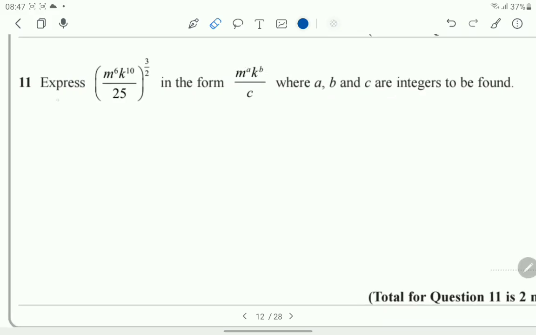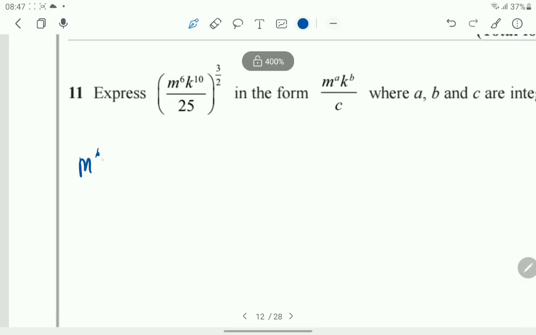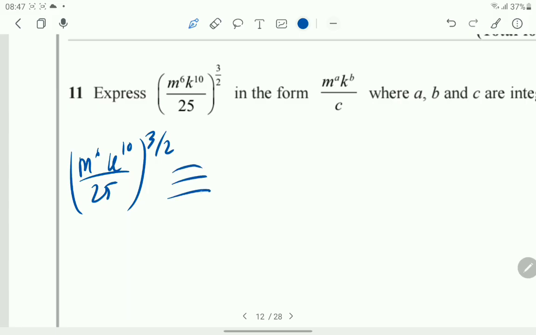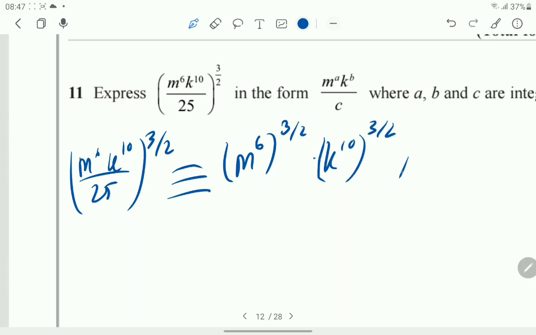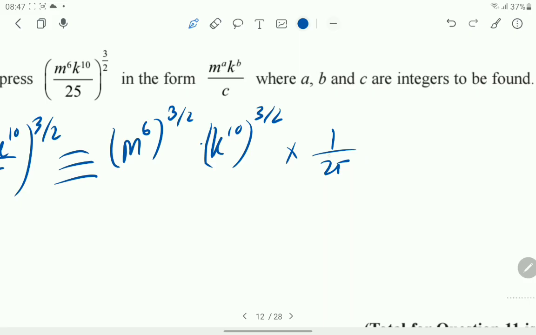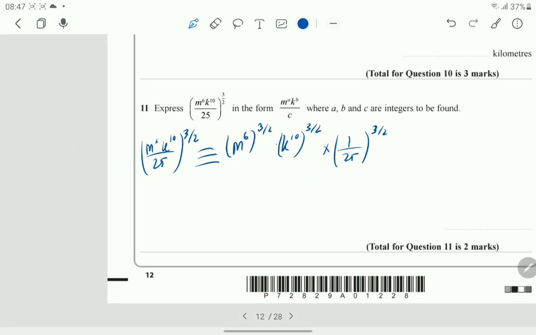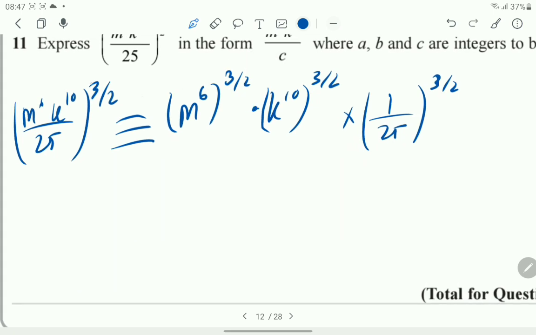So question 11 tells us to express whatever this is in the form m raised to the power a, k raised to the power b, divided by c, where a, b and c are integers to be found. Now note that m^6 k^10 over 25, all raised to 3 by 2, can also be written like m^6 to the 3 by 2 times k^10 to the 3 by 2 times 1 over 25 to the 3 by 2. It wouldn't be wrong. You can expand like that. So what is happening is each of these powers is getting multiplied with the outer power.